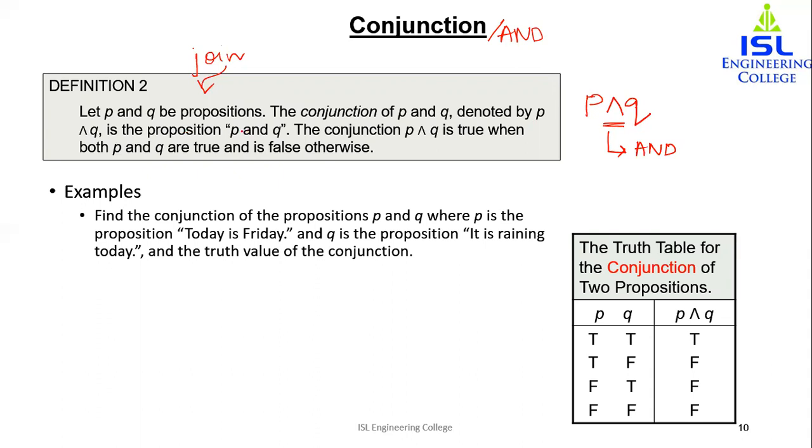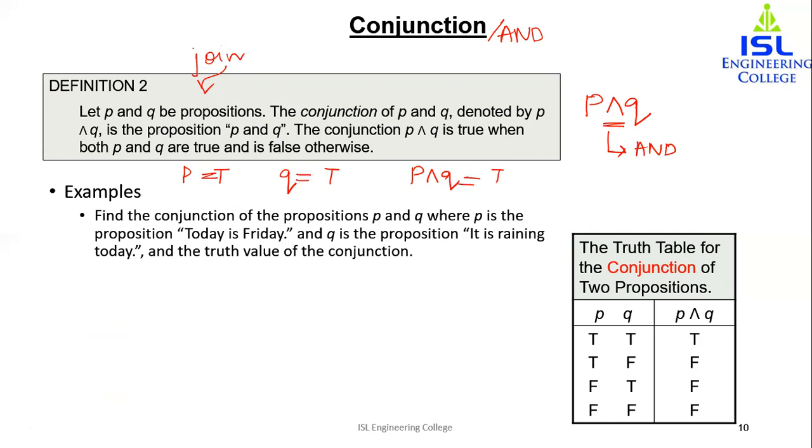Is the proposition P and Q. The conjunction P and Q is true when both P and Q are true. So, for the conjunction to be true, P should have the truth value true, and also Q should have the truth value true. In that case, P and Q will be true. Let me just change the arrow to an equal to symbol, because we have another symbol of this way. So when P is equal to true, Q is equal to true, then P and Q is also true.